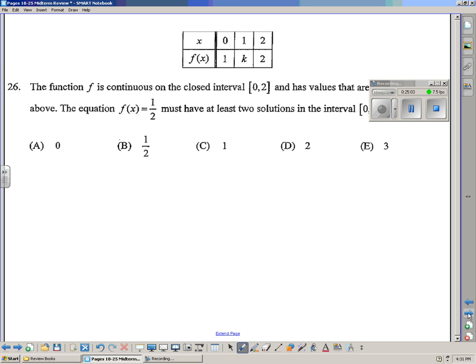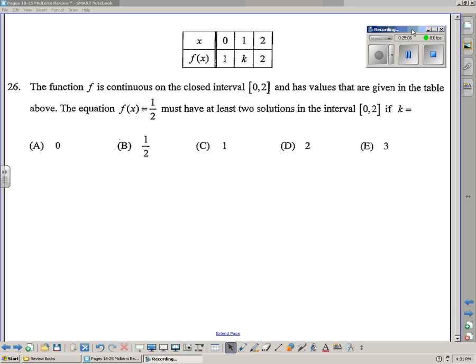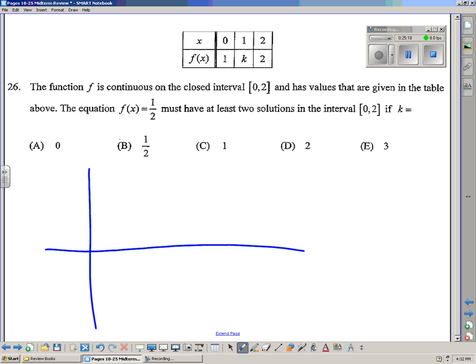All right, 26. Our function is continuous on the closed interval 0 to 2 and has values given in the table. The equation f of x equals 1/2 must have two solutions if k equals. So here's what we have. And I believe we've done problems almost exactly like this. X equals 0, f of x is 1. So we have this point on the graph. And we also have the point 2, 2.